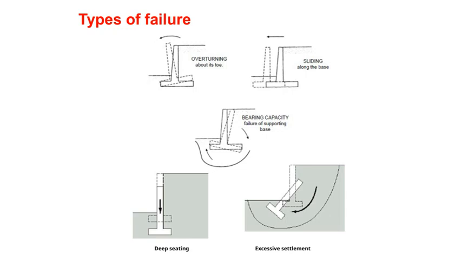Now, let's take a look at the different types of failure that we might encounter. On this slide, we see two main categories: deep seated failure and excessive settlement. Starting with deep seated failure, this typically happens when a structure or foundation sinks more than it should into the ground. It can be caused by uneven soil properties or inadequate design considerations. It can lead to structural issues and uneven load distribution, which can compromise the integrity of the entire system.